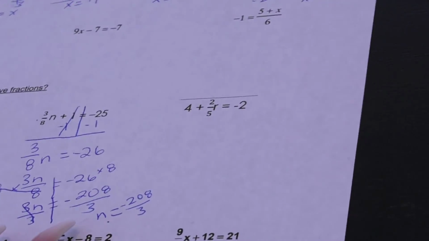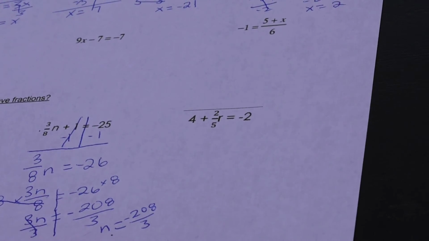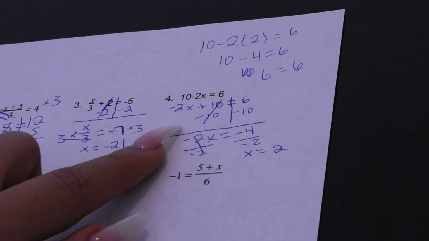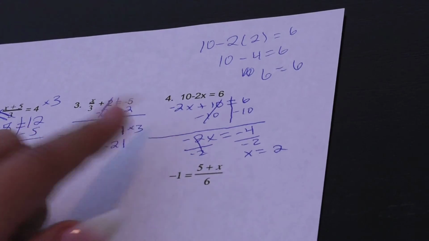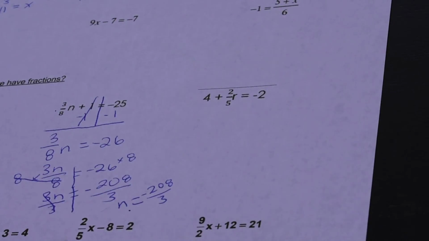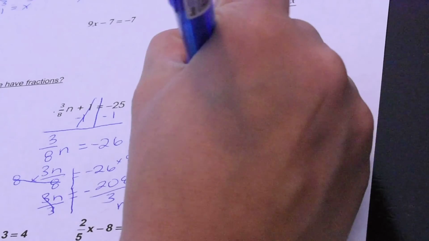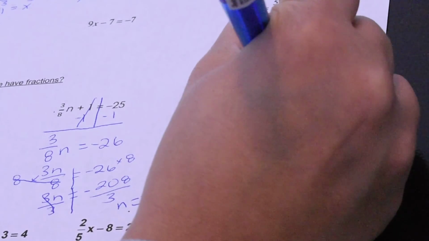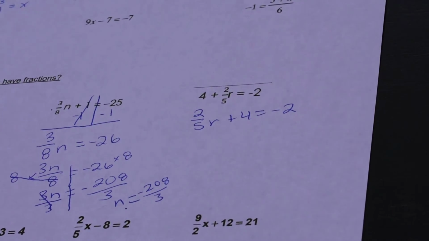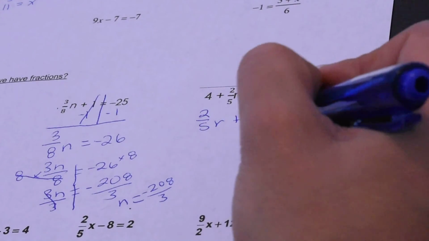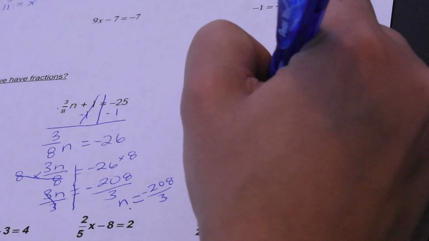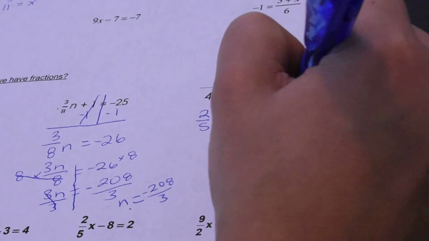Now let's look at this one. 4 plus 2/5 r equals -2. Just like in the last one, when I rewrote it so the variable was in the front, I'm going to do the same thing here. So I'm going to rewrite this as 2/5 r plus 4 equals -2. Last operation I said was plus 4. So I'm going to do the opposite. I'm going to subtract 4.